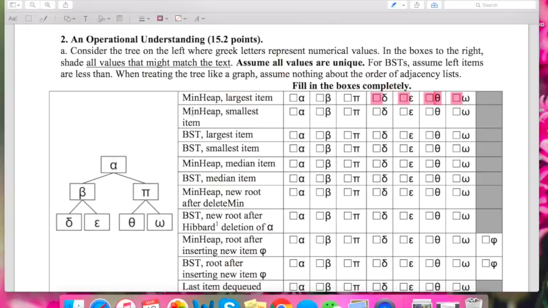So now we see the min heap, which is the smallest item. As I said before, in the min heap, the root will always be the smallest item. So this has to be alpha, and it can only be alpha.